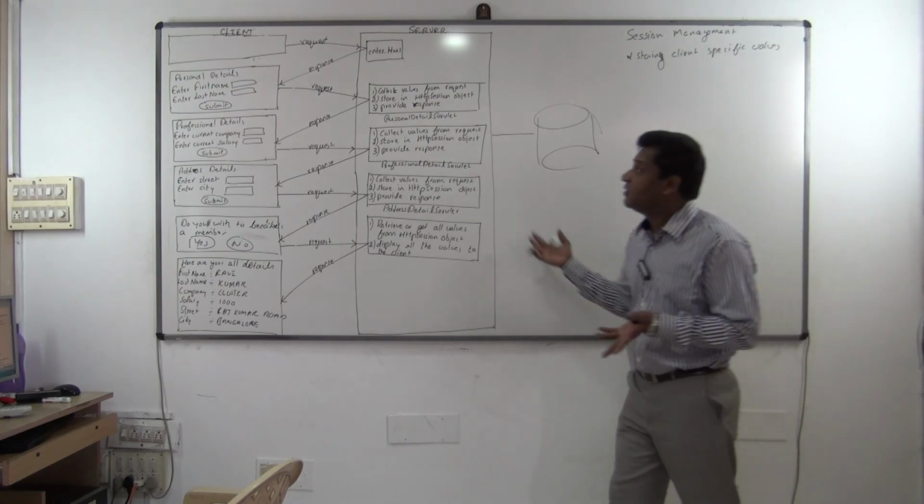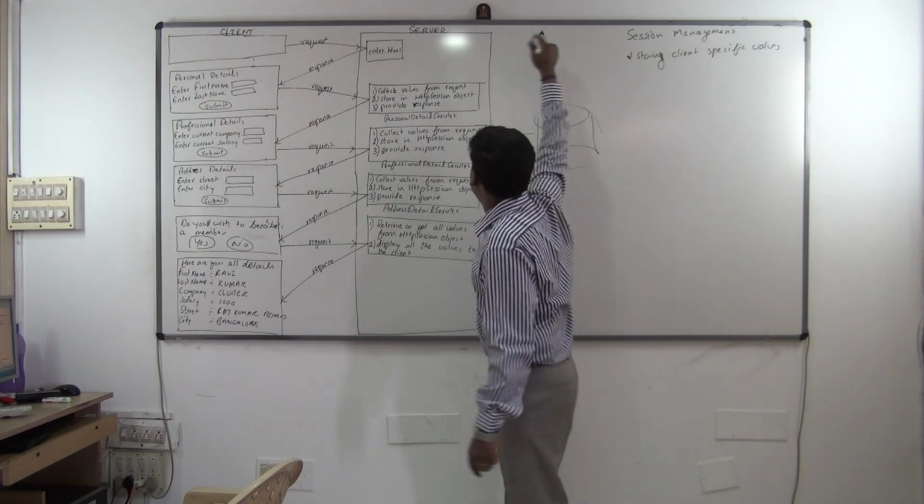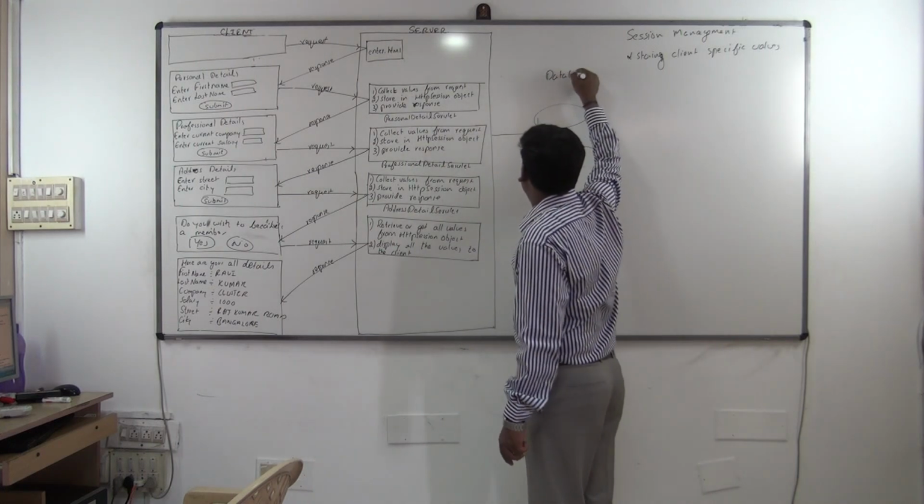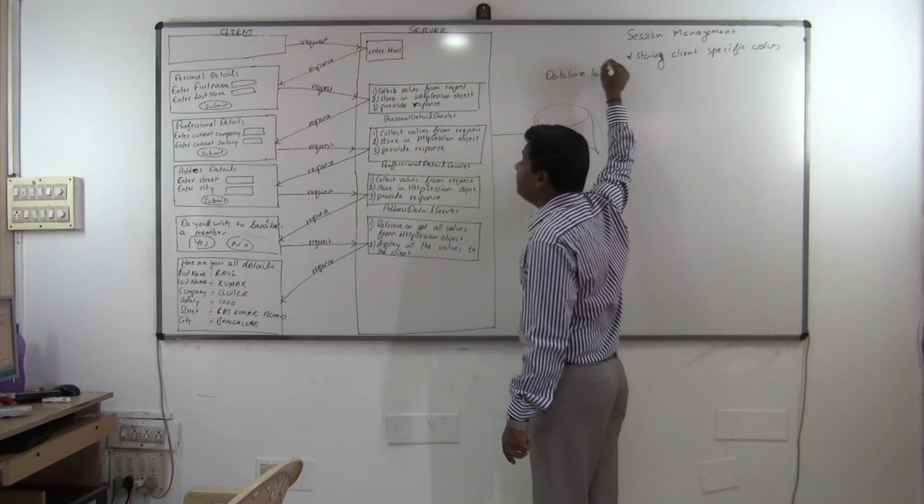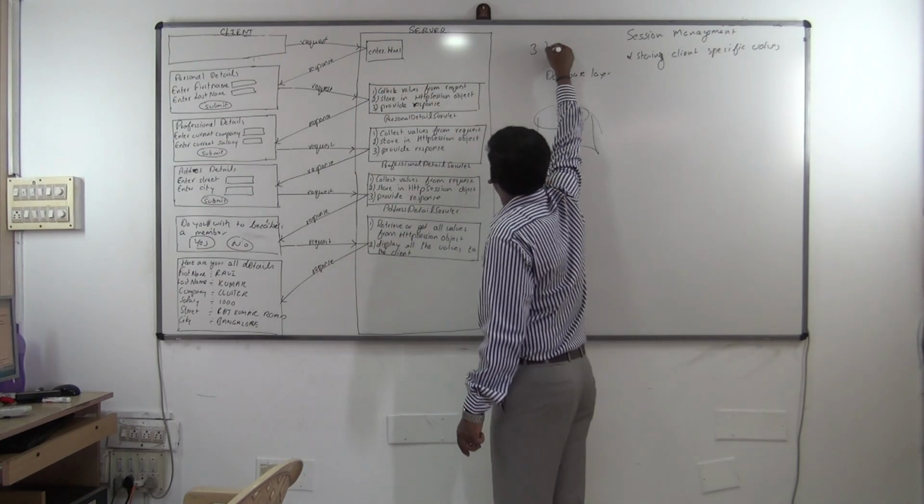So there are 3 layers here. One is the client layer, one is the server layer, and the last one is the database layer. There are 3 tiers we say, tiers, T-I-E-R. Okay, 3-tier architecture we say.